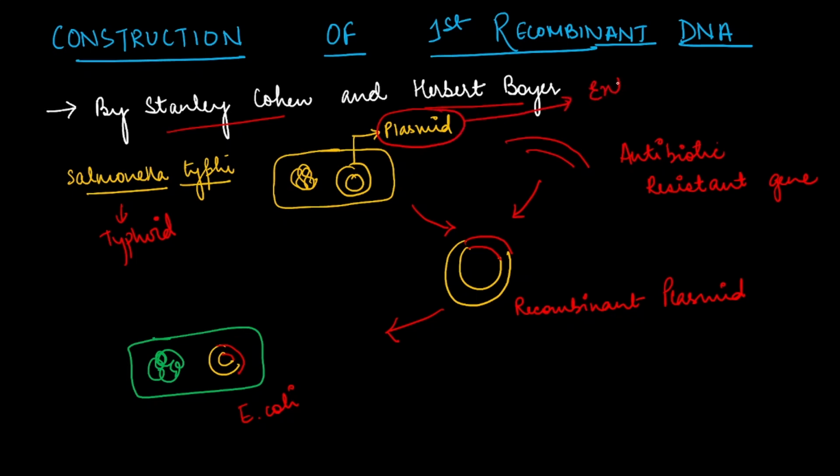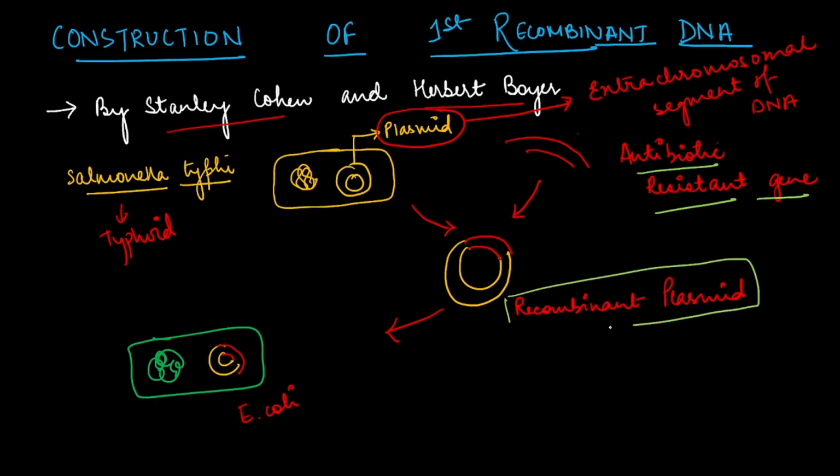Plasmid is what? It is an extra chromosomal segment of DNA. So they extracted the plasmid from the Salmonella typhi, and in that plasmid they introduced a new gene. The name of the gene is antibiotic resistant gene. They inserted this antibiotic resistant gene into the plasmid, and this is known as a recombinant plasmid.